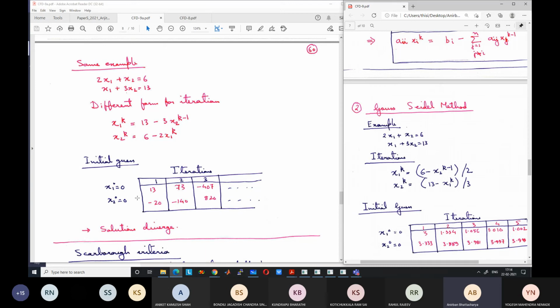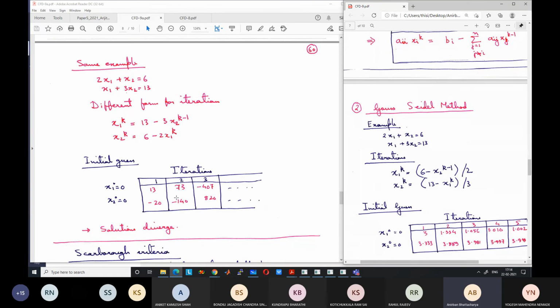We have not changed much. We have taken the same initial guess. We have taken the same equations, but for the iterations we have taken different equations. Instead of these two forms, we have taken the other equations. Otherwise, it should be the same. We should have gone towards the same solution, but we have diverged and we have blown up the solution.